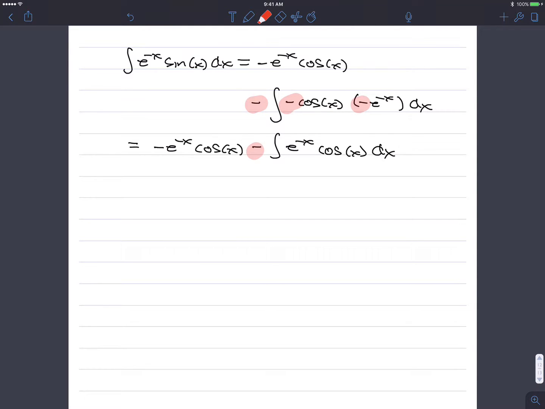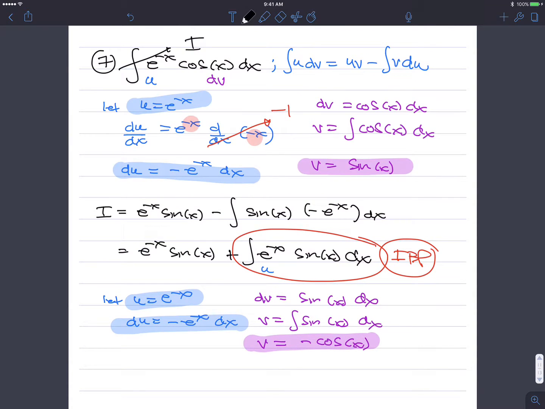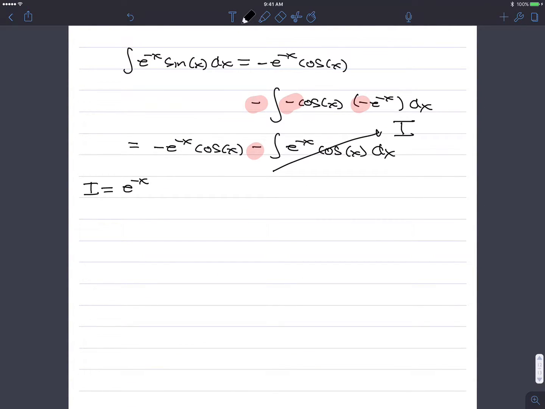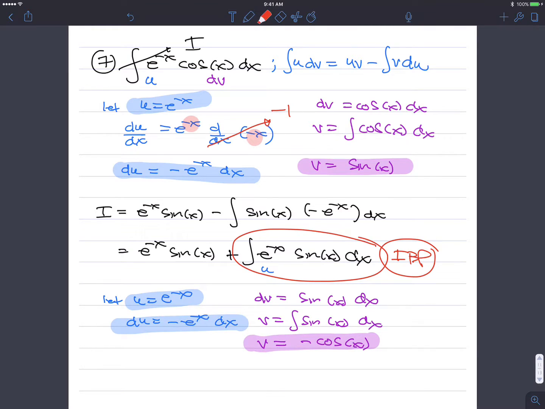Well, I think we should notice that this is what we called I to begin with. That was our I, the original problem. So the original problem I equals e to the minus x sine x minus e to the minus x cosine x. Minus again that I. Because I'm going back up here, in case you guys haven't noticed. This is what I is.